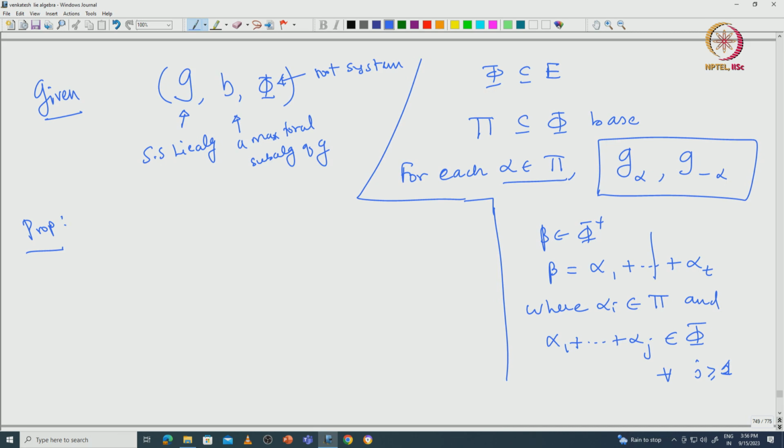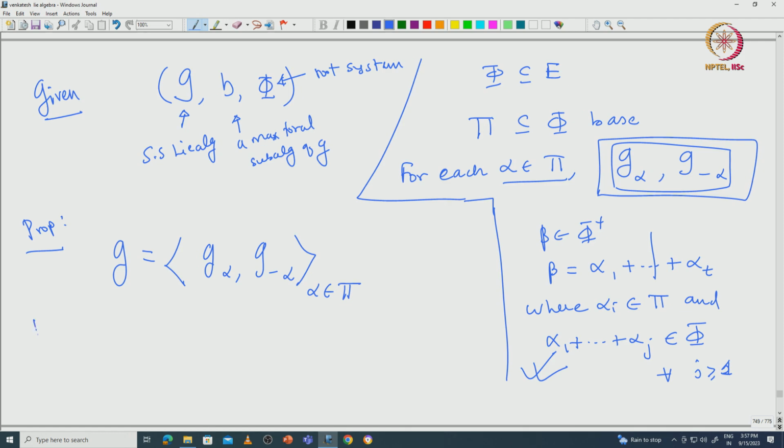So, I have already told that G is generated by the root spaces G alpha and G minus alpha for alpha in pi. So, that is what this result means. Okay. So, that is our proposition. So, with all this notation you can prove that G is indeed, as a Lie algebra, generated by G alpha, G minus alpha, where alpha is coming from pi. So, that means you can take any non-zero vectors x alpha and y alpha from G alpha, G minus alpha respectively, and those vectors will generate your G.